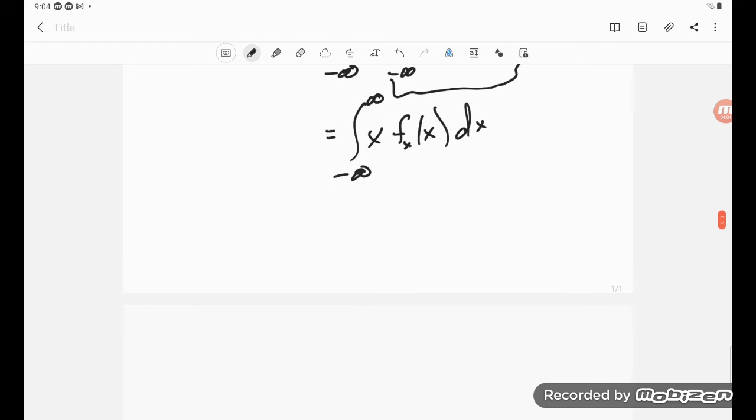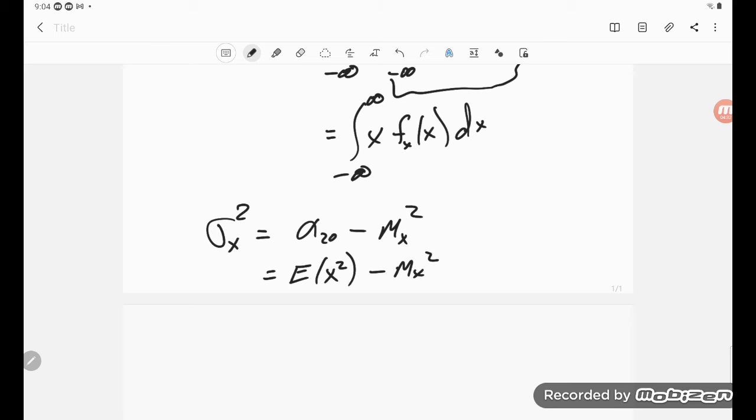And let's see. So they point out that sigma squared x, well, in their notation, that's alpha 2, 0 minus mx squared. Well, alpha 2, 0, this is E of x squared minus mx squared. And similarly, sigma y squared is alpha 0, 2 minus my squared.